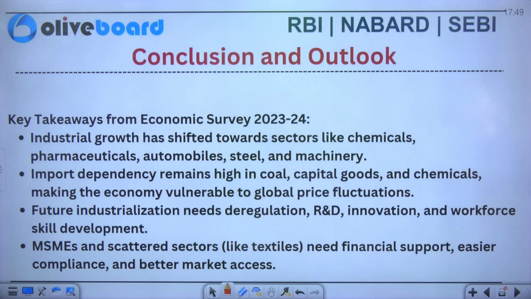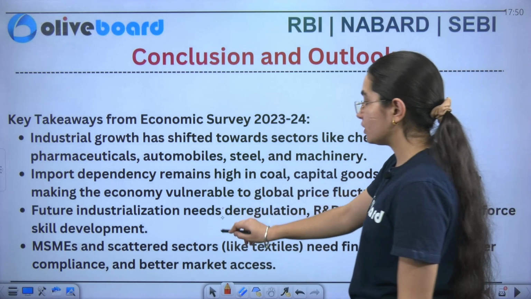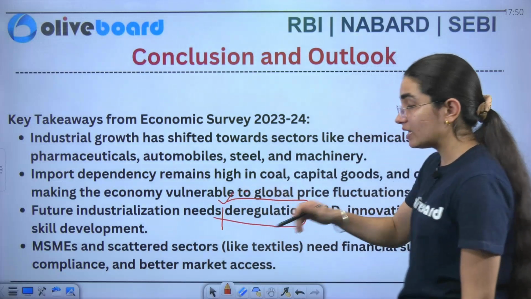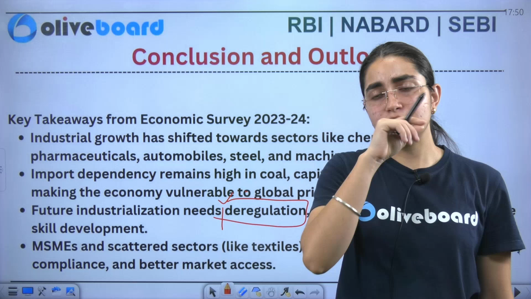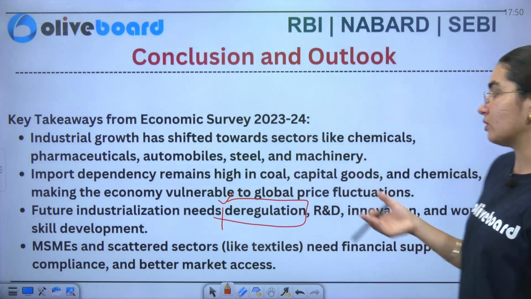Industrial growth has shifted towards sectors like chemicals, pharmaceuticals, automobile, steel, as well as machinery. Import dependency remains high in coal, capital goods, and chemicals, making the economy more vulnerable to global price fluctuation. Similarly, future industrialization needs deregulation. Deregulation here means less regulation by the government of India, and keeping it open for private players to come and start investing in this particular sector.